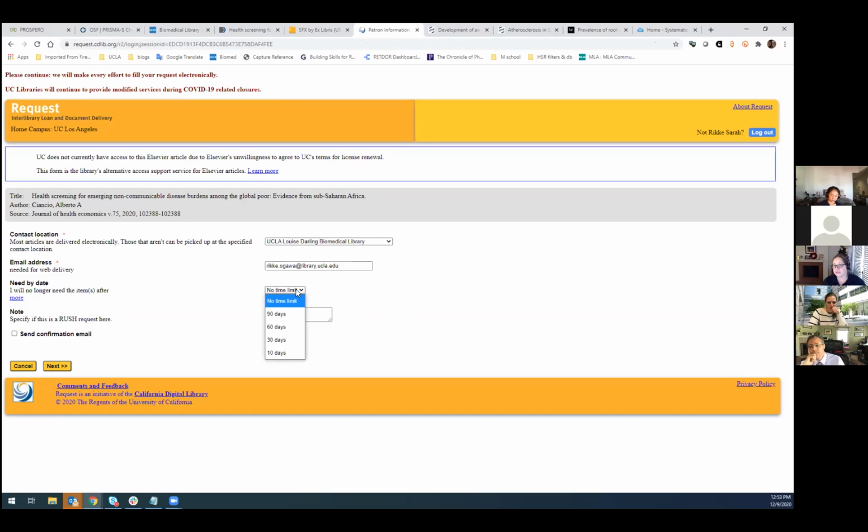You can do this for research requests. You can also do this for clinical care emergencies. If there is a specific rush, like you need this tomorrow because you're seeing the patient tomorrow and it's going to make a difference in how you're treating that patient, put that information in there and send an email confirmation to yourself. That way you know you have already requested it.